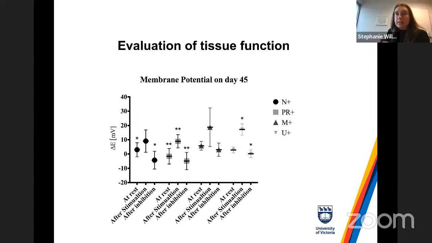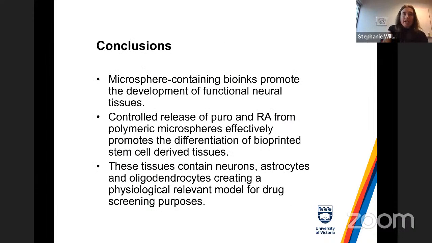And most recently, my PhD student, Uchi, who's looking to defend soon, was able to observe Lewy bodies, which is one of the characteristics of Parkinson's, in our Parkinson's tissues. And so essentially we have neural tissues that have all the different cell types present. And I think this is a really relevant model for drug screening purposes, just given that we can measure their electrical activity as well.